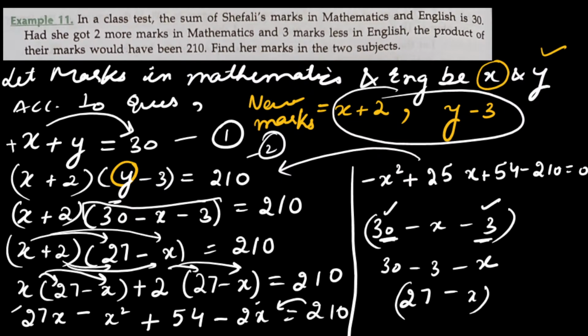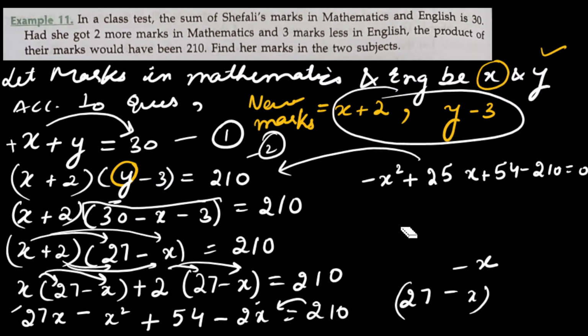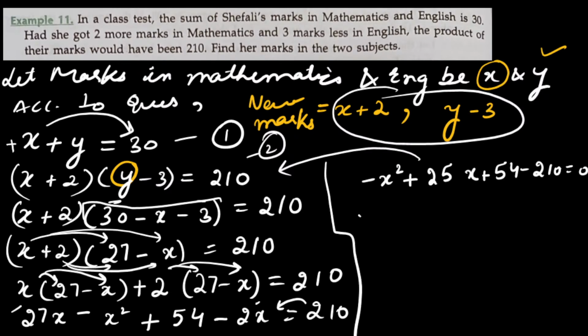Is it clear, Nikita? Is it clear how we got 27 minus x? Okay. Now just tell me what is 54 minus 210. So minus x square plus 25x minus 156. So Jayashree has given the answer, minus 156 is equals to 0.